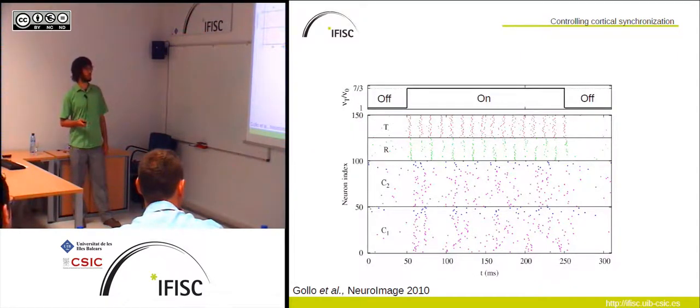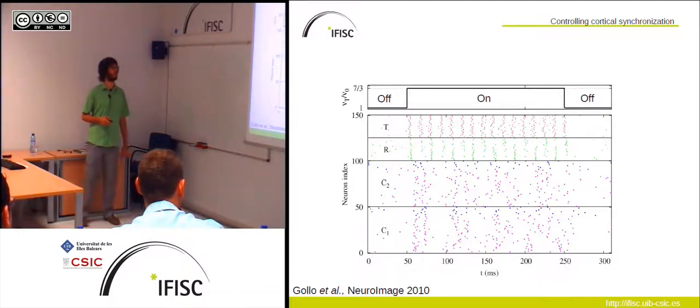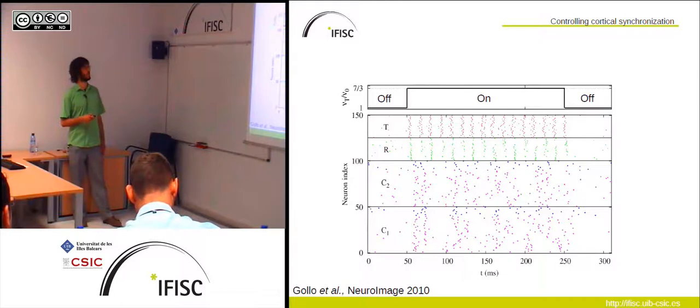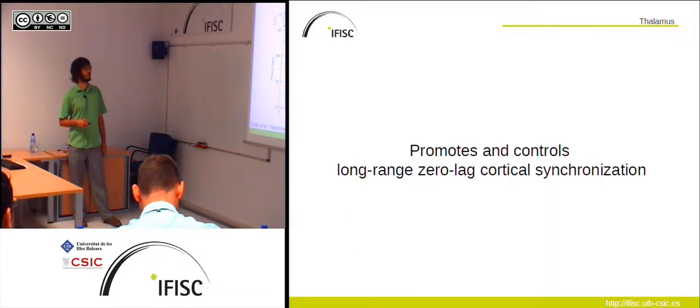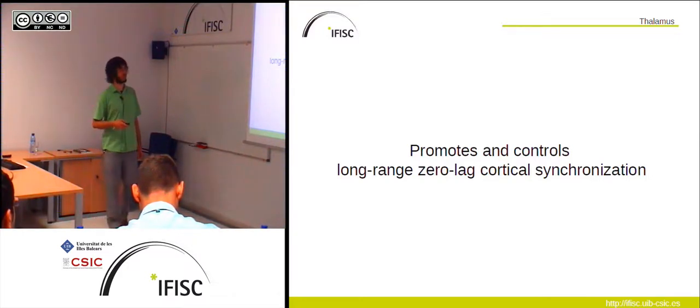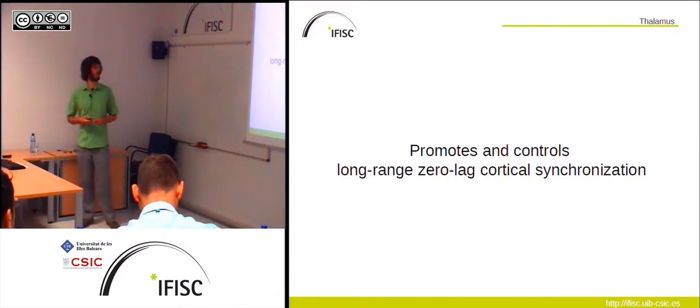So this could be used as a control of cortical synchronization. Depending on this ratio of external stimulus over the thalamus, the cortical areas can show no synchronization or they can show synchronization. So one can say that the thalamus promotes and controls long-range zero-lag cortical synchronization.